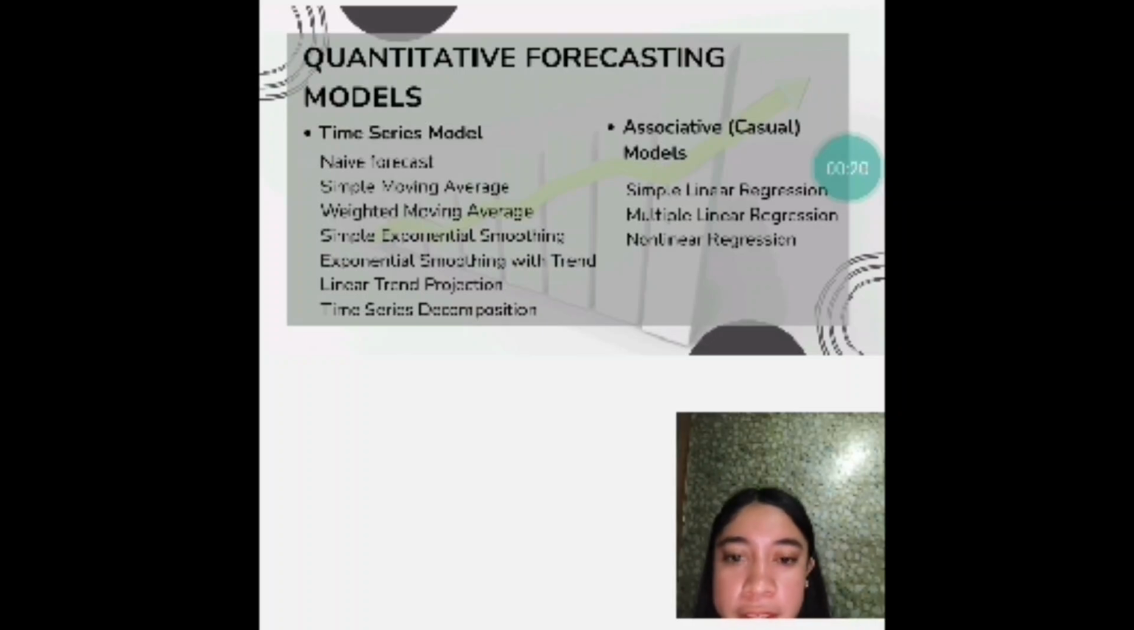First is naive forecast, simple moving average, weighted moving average, simple exponential smoothing, exponential smoothing with trend, linear trend projection, and time series decomposition.